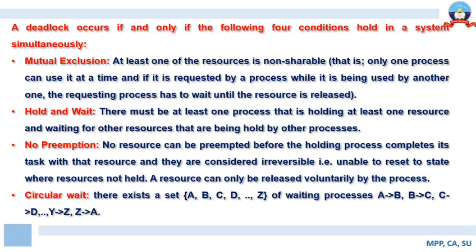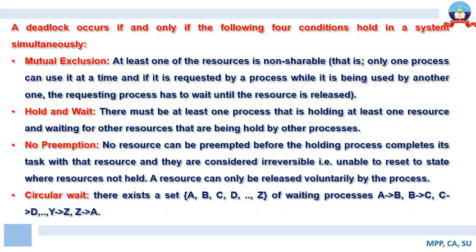The fourth one is called circular wait. Now there exists a set of waiting processes A to Z, where A waits for a resource that is being held by B, B waits for a resource that is being held by C, and eventually Z waits for a resource that is being held by A. So this is called circular wait. Now this is a very simple condition where the processes wait for each other to release the resource.